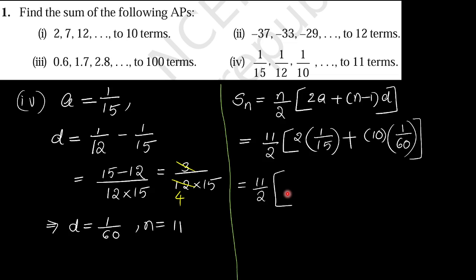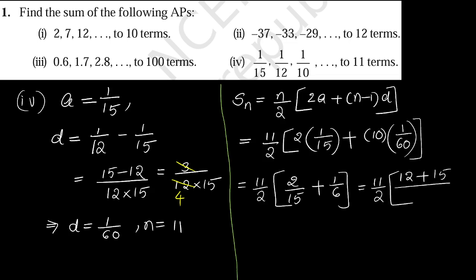Joshua, your answer is correct, okay? Yes, 2 by 15 plus this 10 by 60, right? Or 1 by 6. 10 by 60 is 1 by 6, right? Just do the cross multiplication. No need to even think about LCM. 2 into 6, 12. 15 into 1, 15. Divided by 15 into 6. So 11 by 2 into numerator is 27. Denominator is 15 into 6.